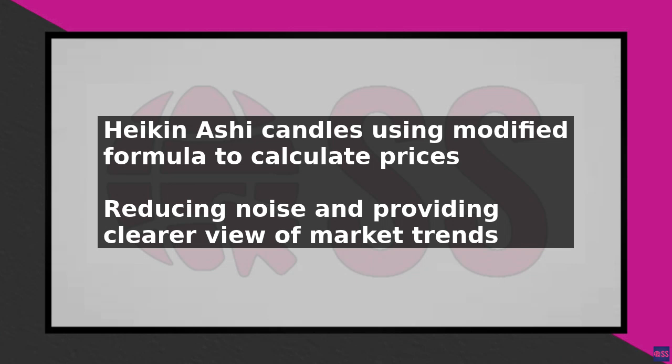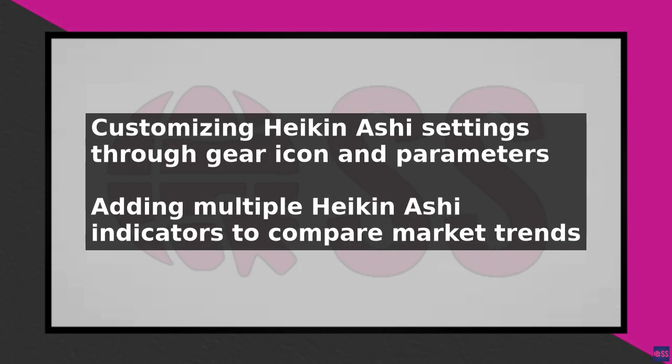Best practices for using Heikin Ashi candles include using them in combination with other indicators and techniques, such as trend lines and support and resistance levels, to form a comprehensive trading strategy. Additionally, it is essential to backtest and evaluate the performance of the Heikin Ashi candles in different market conditions before using them in live trading.